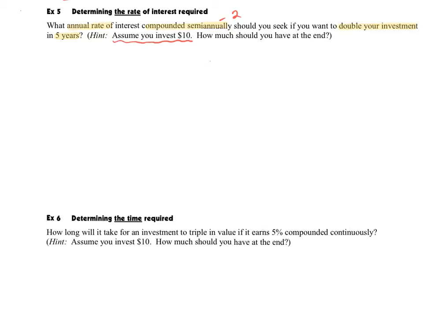So let's write our formula. Since it's compounding semi-annually, of course, the formula that we're going to be working with is our A and our P and our 1 plus r over n to the nt. And what we're going to do is we can just assume that we're going to be working with $10. So let's assume that we're investing $10. And if we want to double it, then of course we want to end with $20.